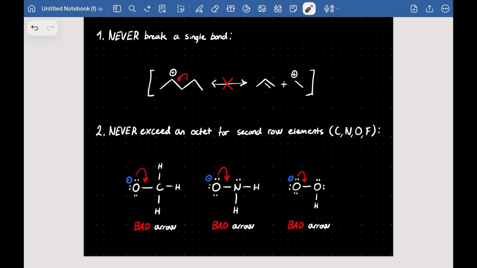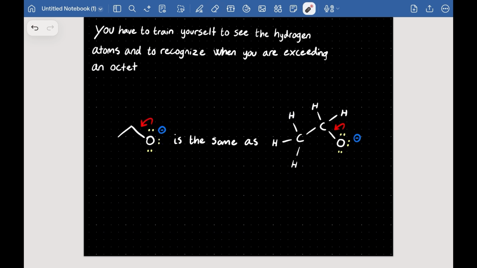So the examples are pretty obvious when everything is drawn. But bond-line drawings love to hide things. Like I said in the previous video on bond-line drawings, hydrogens aren't shown, and half of the time the lone pairs aren't either. So that's where people get tricked. You have to train yourself to see the hydrogen atoms and to recognize when you are exceeding an octet.